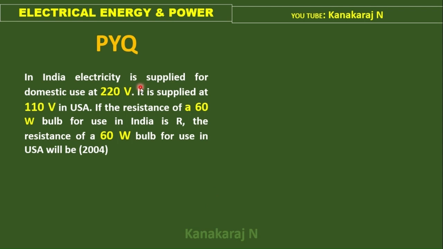In India, electricity is supplied for domestic use at 220 volt. It is supplied at 110 volt in USA. If the resistance of a 60-watt bulb for use in India is R, the resistance of a 60-watt bulb for use in USA will be. Good. 4 options are here.